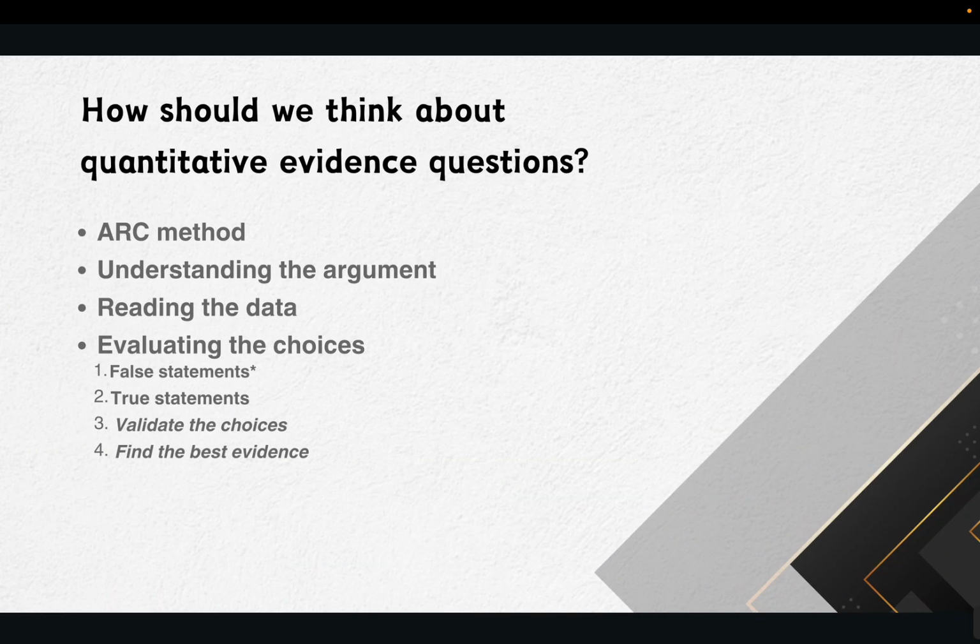How should we think about quantitative evidence questions? We should use the ARC method, which is analyze, read, and then evaluate the choices. Understanding the argument is key, which is analyzing. We should look at the graph and then look at the context to see what the argument is about. Reading the data, we should read the graph that is given to us, and we should evaluate the choices. So we should find the best evidence from the choices to give the right answer. So let's continue.